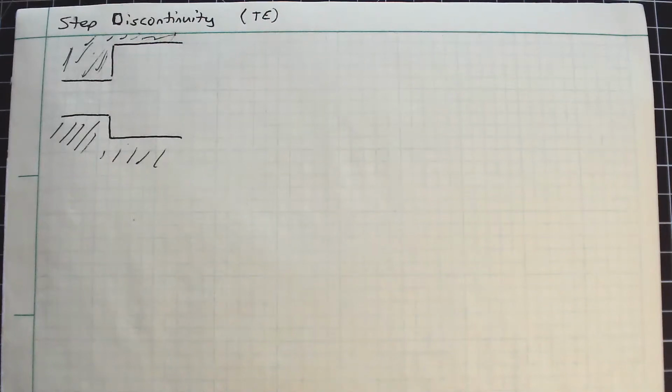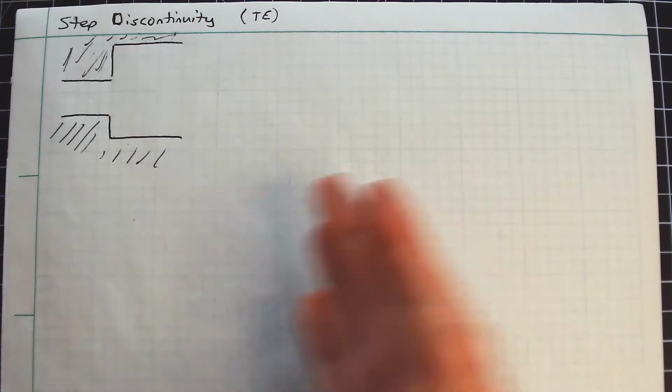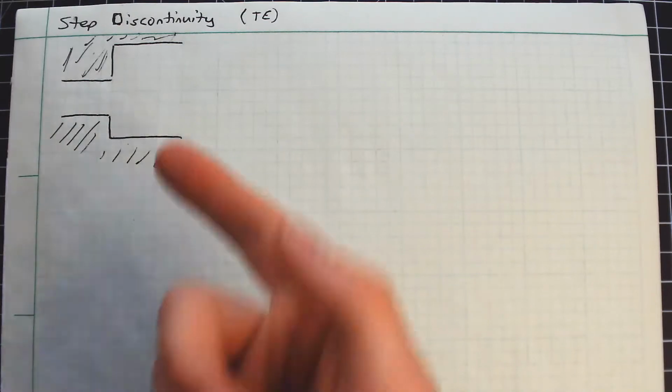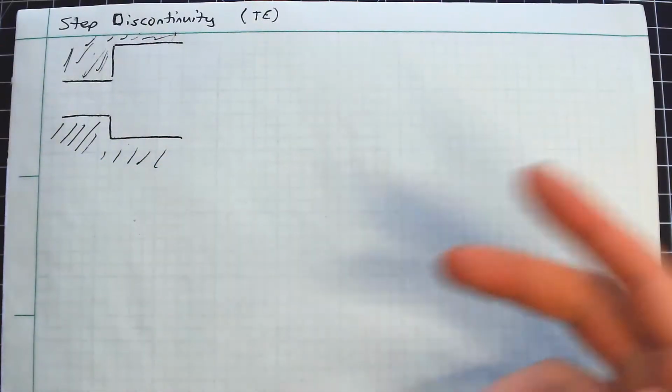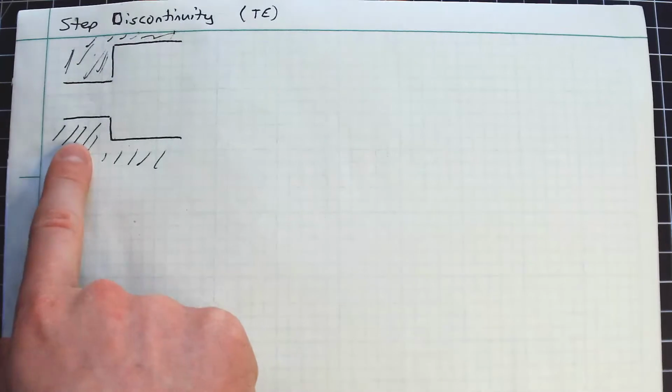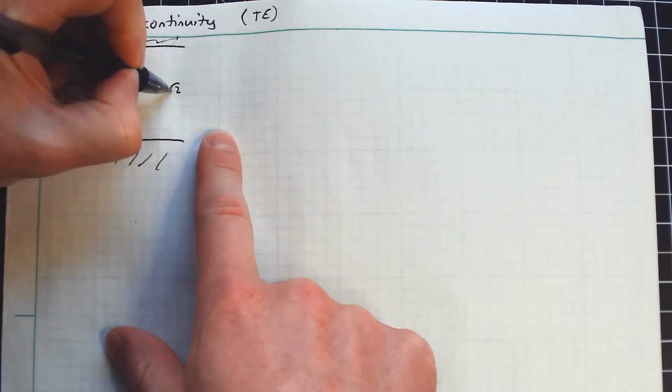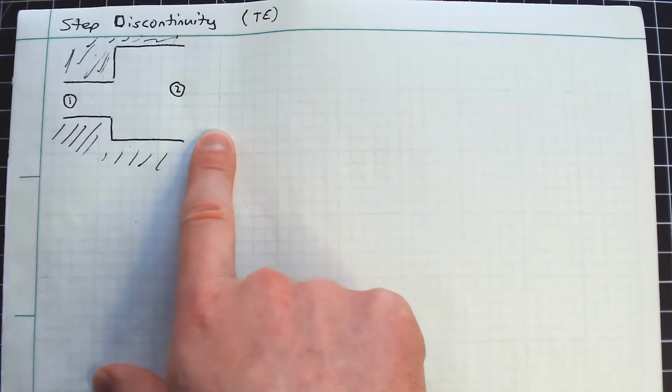Hi everyone, let's talk about a step discontinuity in a parallel plate waveguide. In particular, this is going to be an introduction to a technique known as mode matching. So the basic problem is I have essentially two waveguides here, right? Here is waveguide region 1, and over here we'll call this waveguide region 2.